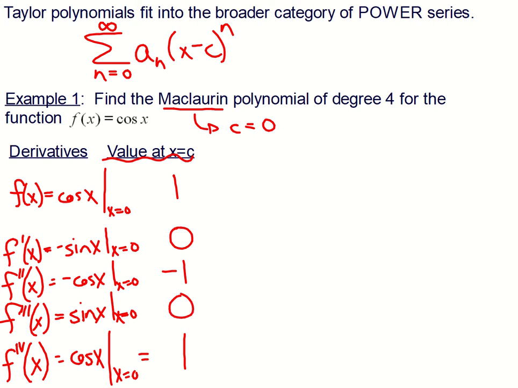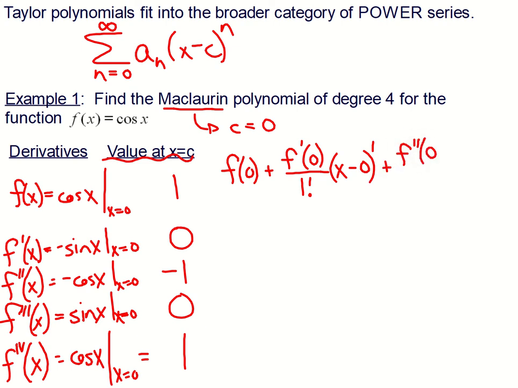Then I'm going to start building the Taylor polynomial. So it's going to be f of 0 plus f prime of 0, which is the first derivative, so that's over 1 factorial, and then that's x minus c, which in this case is 0, to the first power. Then I'll have the second derivative evaluated at 0, 2 factorial on the bottom, and then x minus 0 squared, etc. Right? That's how we're building this up.